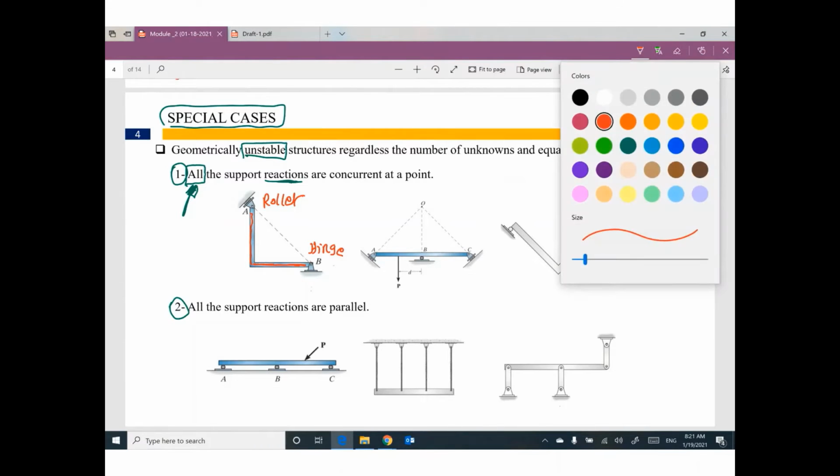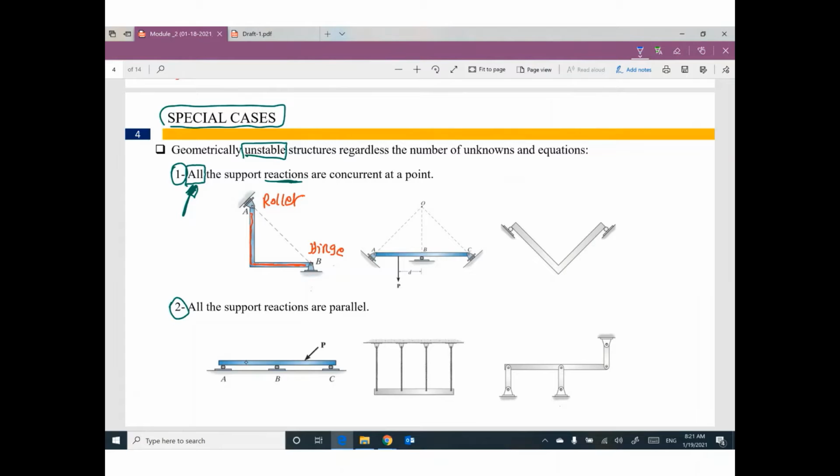Hey, can you tell me how many reactions you have at this support? We have two, one vertical and one horizontal. How many reactions at this support? It's a roller, so we have one reaction. Which direction? Do you remember that? Perpendicular to this base.